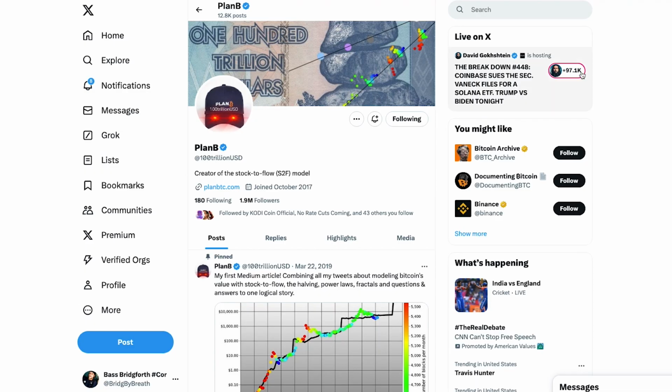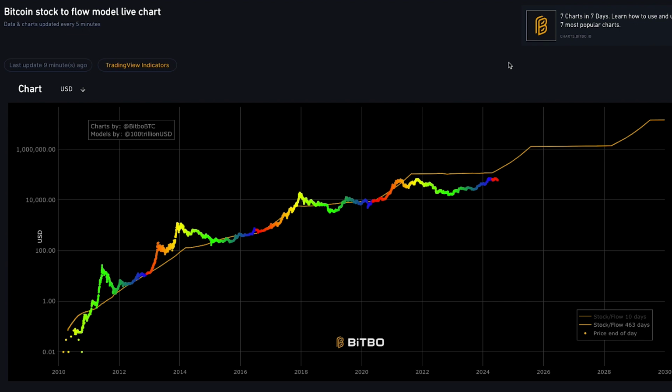Next, I will introduce the stock to flow model by Plan B. Plan B released this in 2017. Now, stock to flow is a model that is used for other commodities like gold. Since Bitcoin is seen as digital gold, it certainly has relevance. Here is the updated Bitcoin stock to flow model.